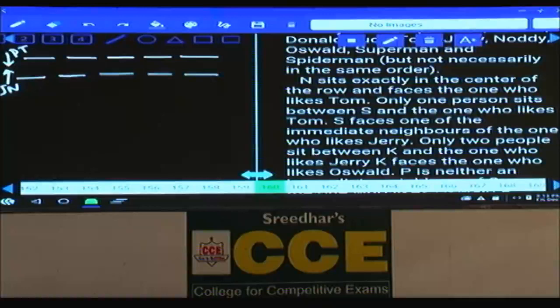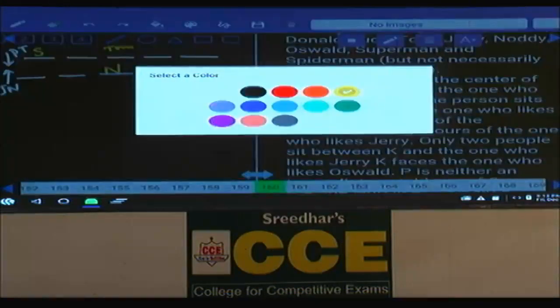Then coming to condition number 1, N sits exactly in the center of the row and faces the one who likes Tom. That means this person likes Tom. And only one person sits between S and the one who likes Tom. Between S and Tom there must be exactly one person. Hence S can be here or S can be at the right extreme. There are 2 different possibilities.